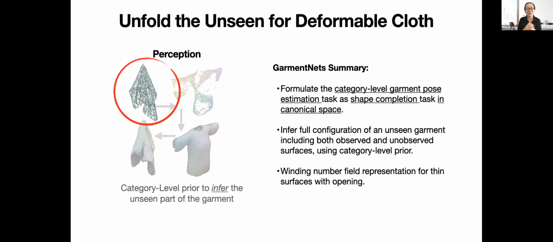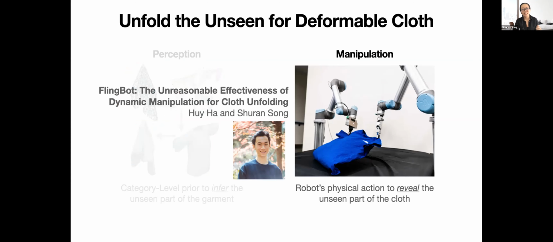Well, it just makes the perception algorithm so much easier, right? So in the next project, we'll push a little bit more on the interaction side and see how we can enable a robot to use this physical action to actually unfold a cloth in order to reveal the unseen part of the cloth. So this is FlingBot that I'm going to talk about.